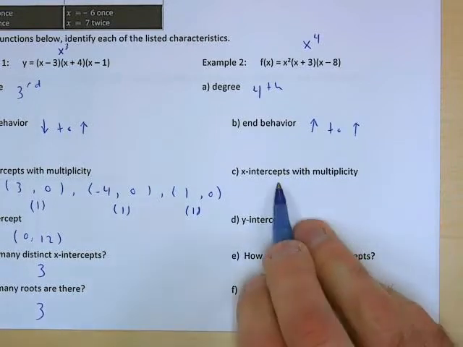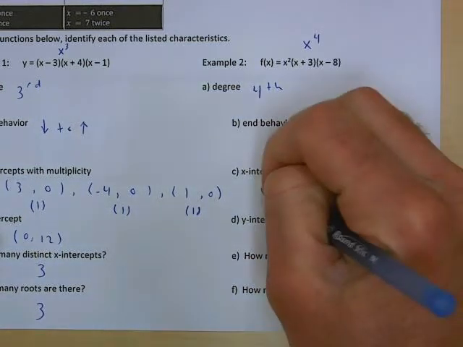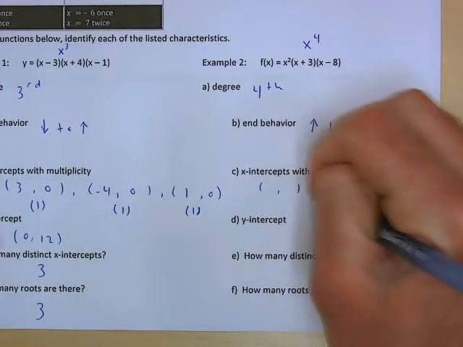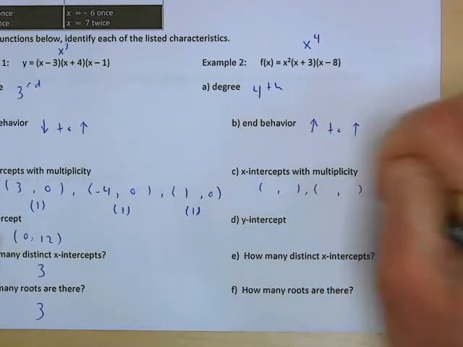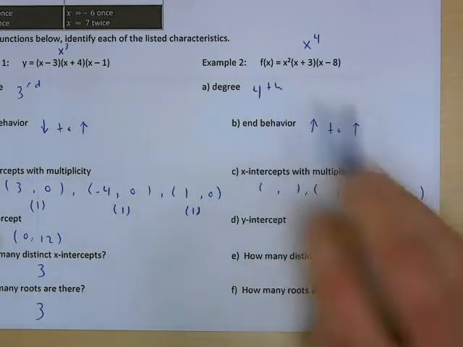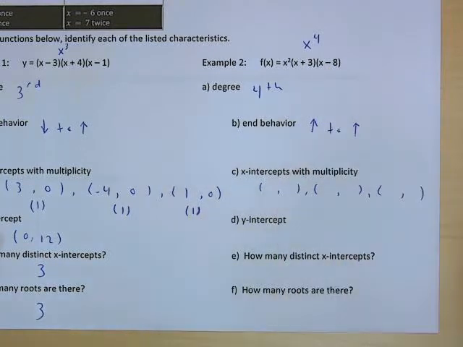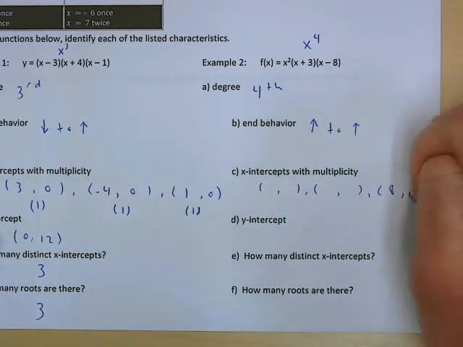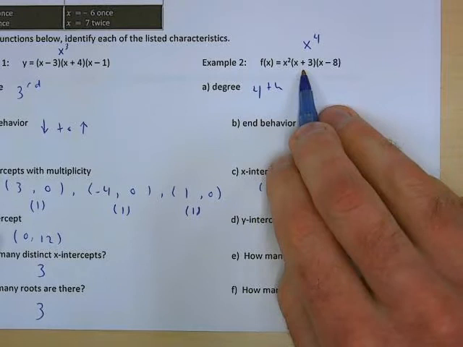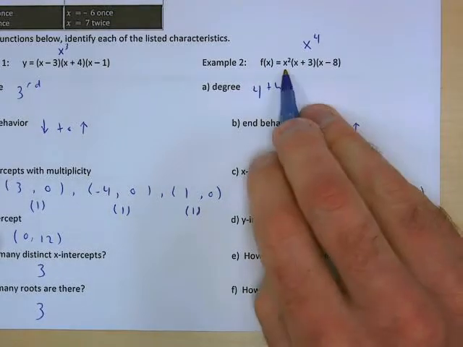And then how many x-intercepts do we have with multiplicity? So let's see, we have 3 factors, so we're going to have 3 x-intercepts. Okay, and what are my x-intercepts going to be? Well, when does each of my factors equal 0? Let's go right to left. This is going to be 0 when x is 8. So (8, 0) is 1 x-intercept. This is going to be 0 when x is negative 3. So (-3, 0).